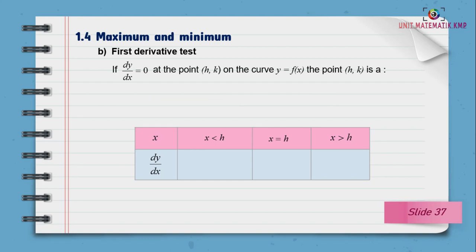Next, the point is a minimum if dy/dx is less than 0, or negative, for x less than h, and dy/dx is more than 0, or positive, for x more than h. Then the conclusion is the gradient, or dy/dx, changes from negative to positive. Then the point is a minimum.